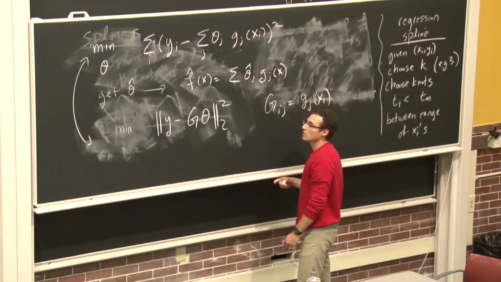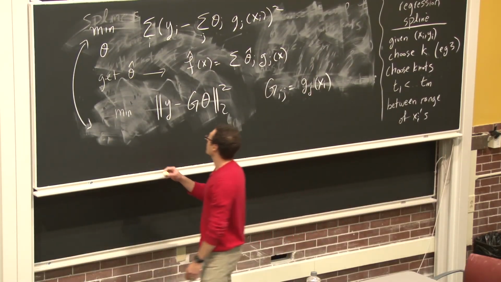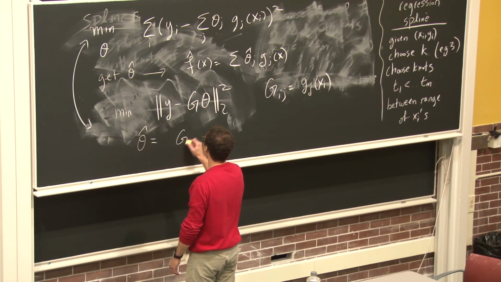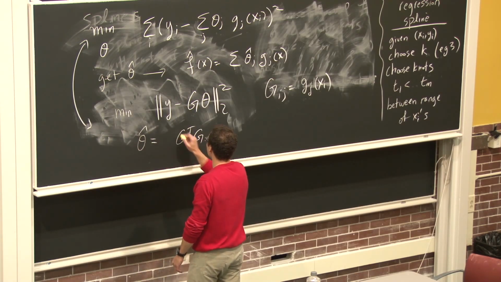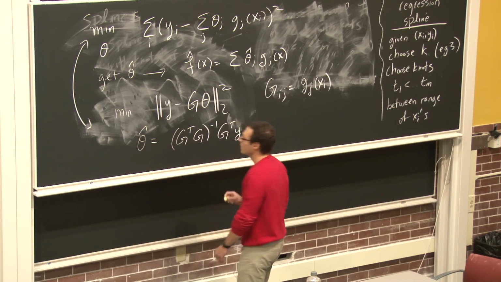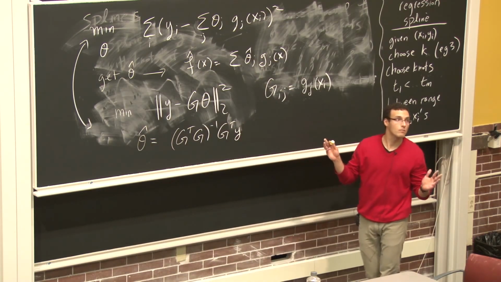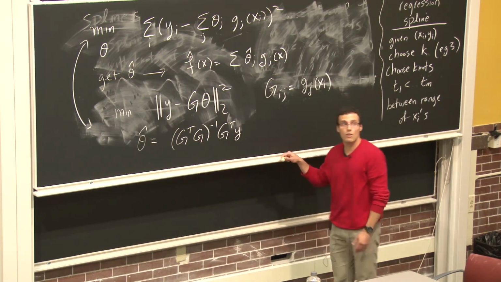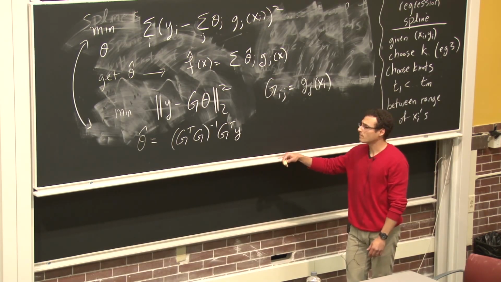And so, of course, from our favorite expression, we can write down an analytic form for theta. Right? It's just (G transpose G) inverse G transpose y. So those are the coefficients. So really in software, all I need to do is populate this basis matrix and then solve this linear system.